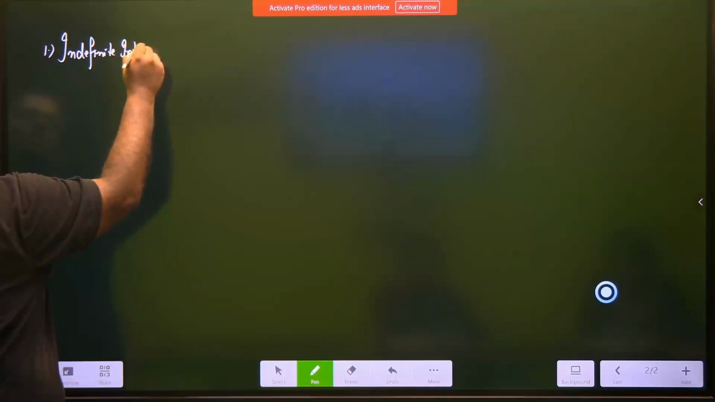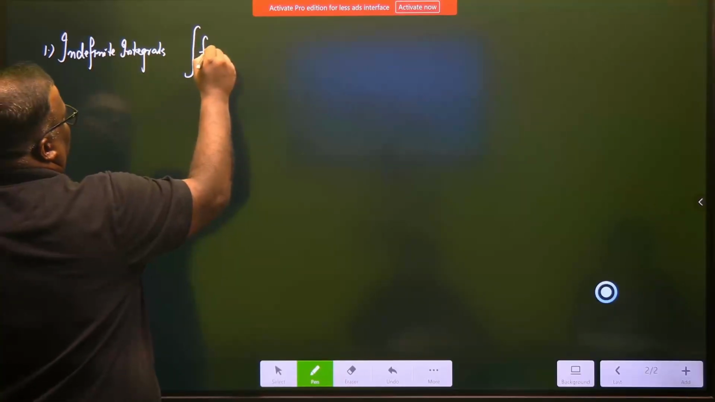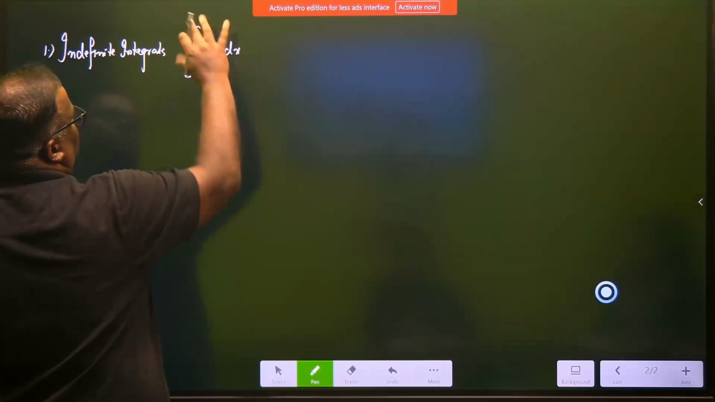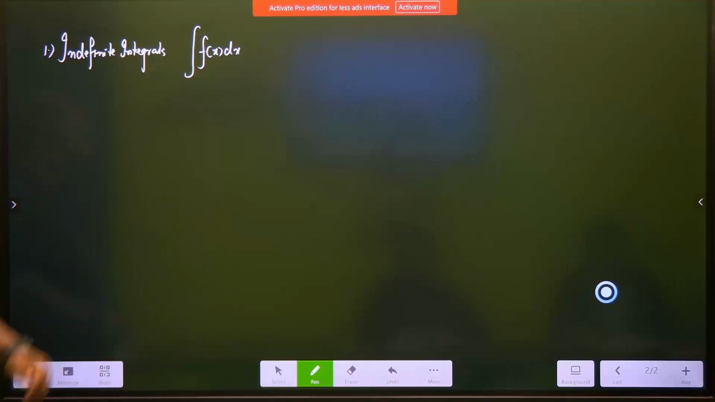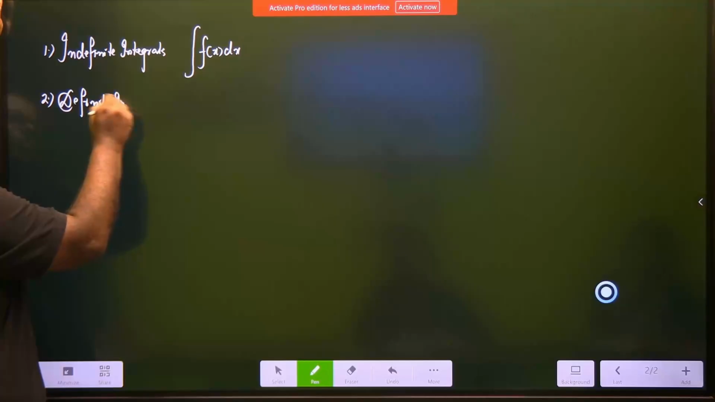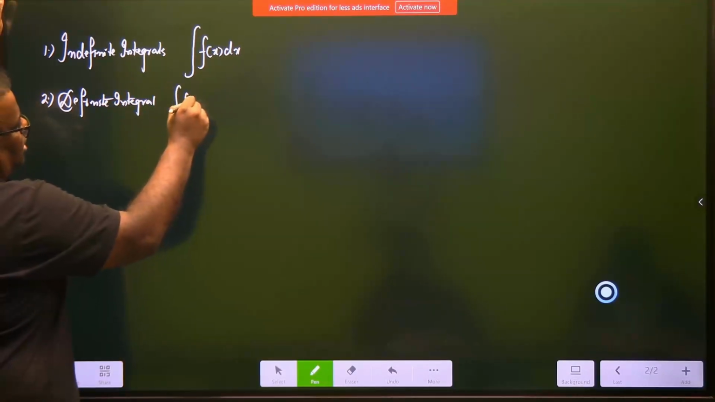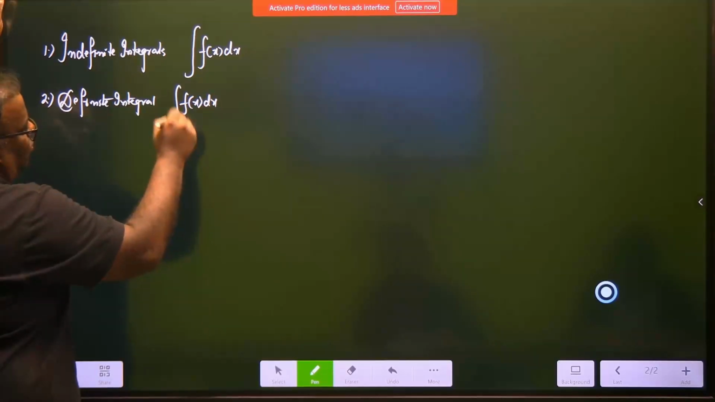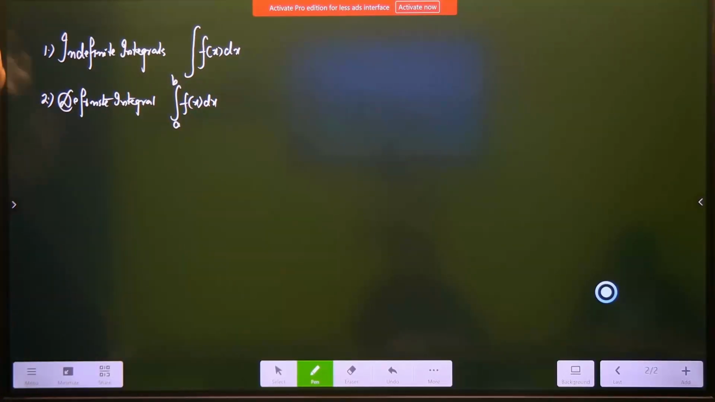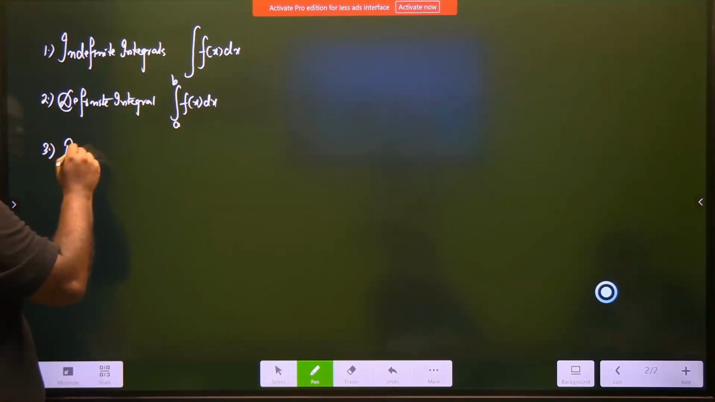Indefinite integrals means you will have an integral, a function and a dx. You have to solve this. There will be no limits assigned. This is called an indefinite integral. Then we will get into a chapter known as definite integral. Here we will be integrating a function f(x) dx from a to b. After this, we'll get into a chapter called application of integrals.